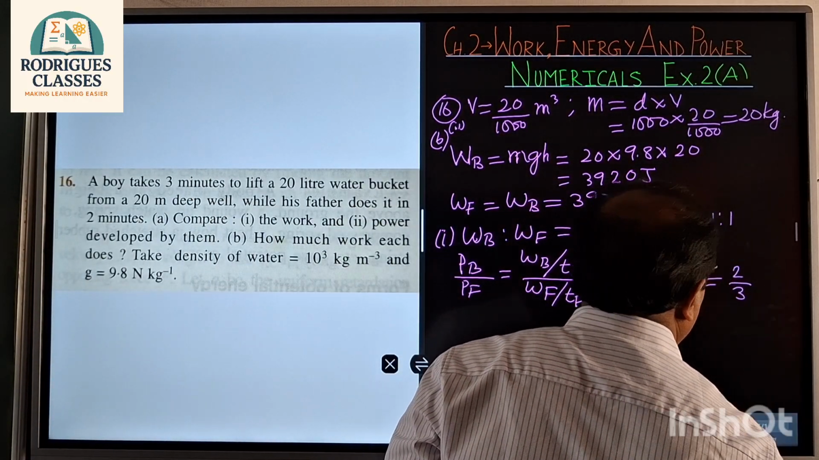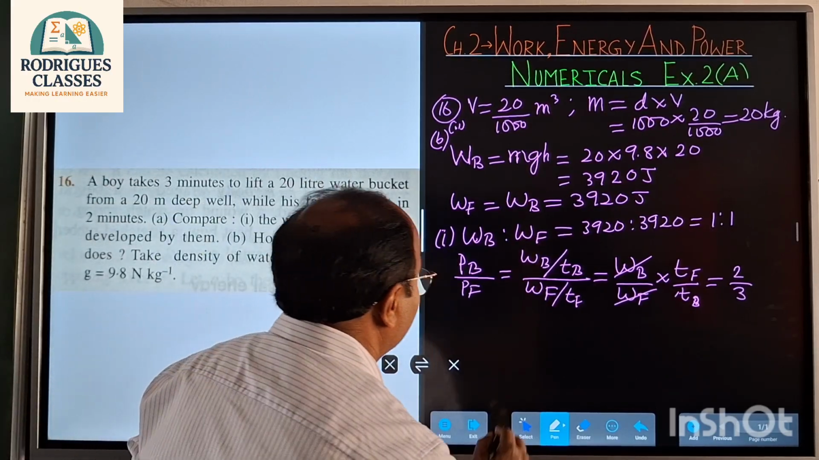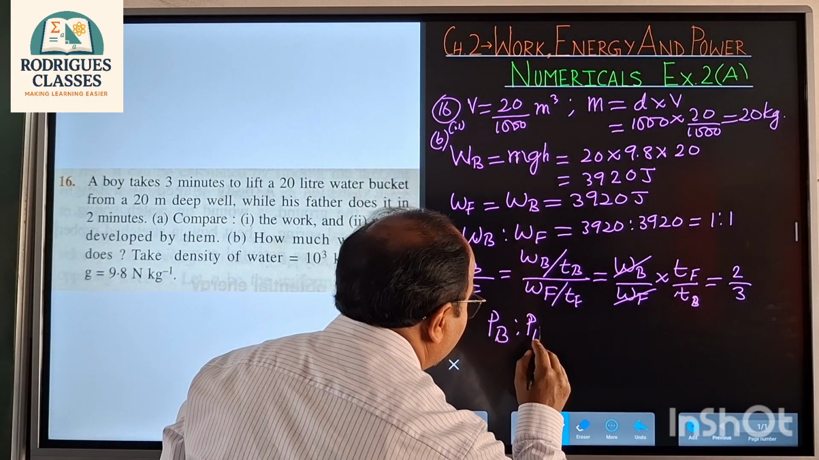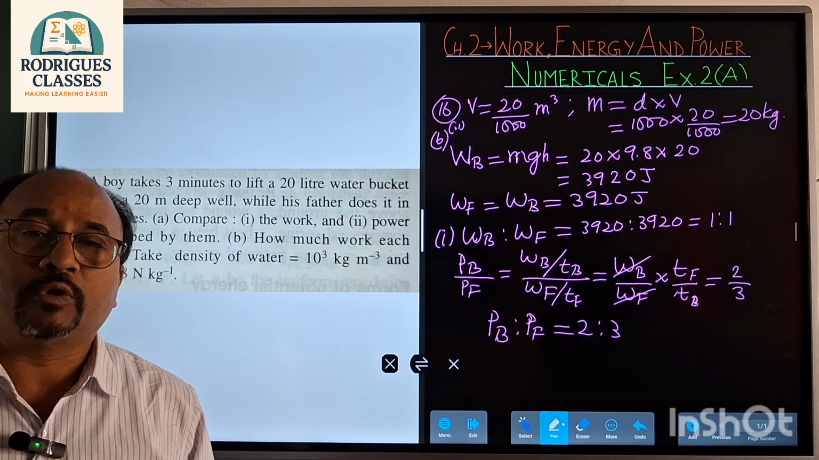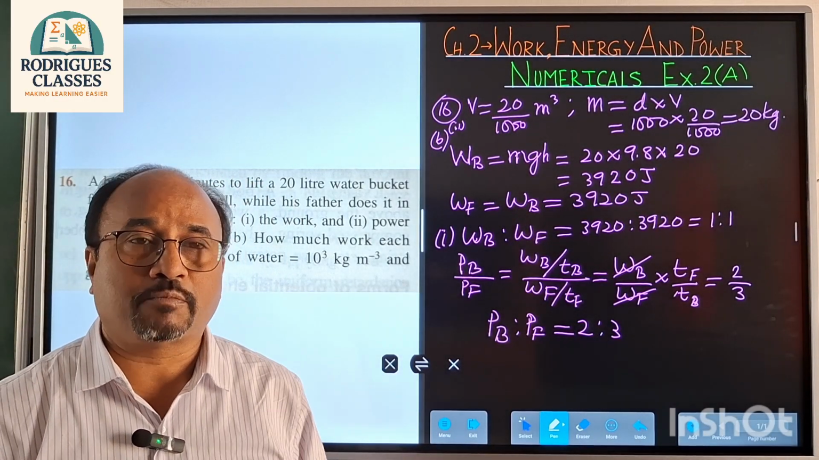So 2 by 3, both are in same unit. So we need not convert it into seconds. So I am getting 2 is to 3. So I can write the ratio now as 2 is to 3. So with this we come to the end of this numerical of work, energy and power first part.